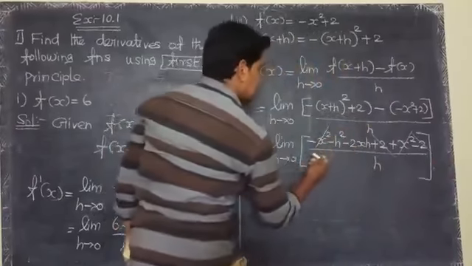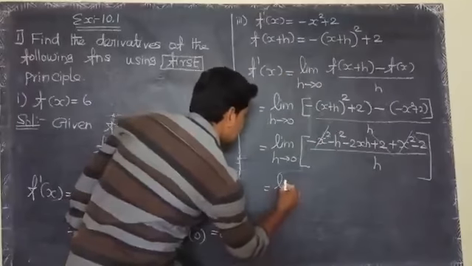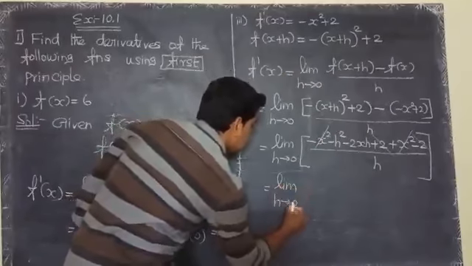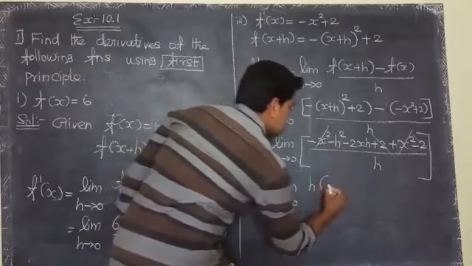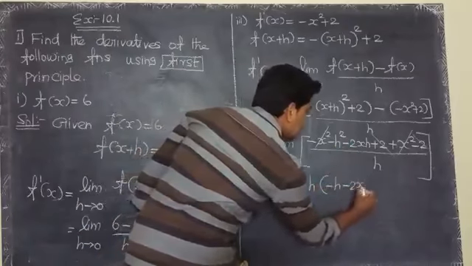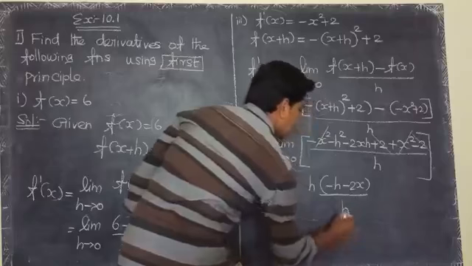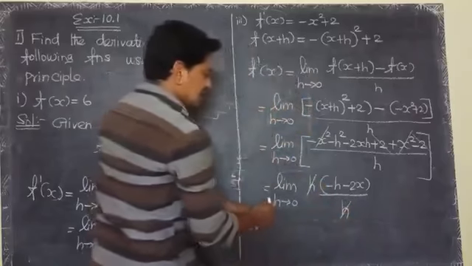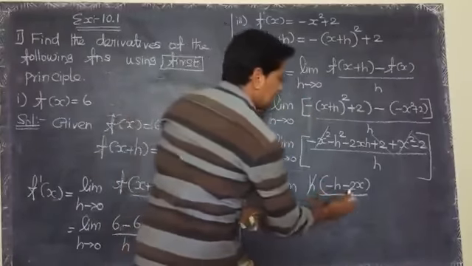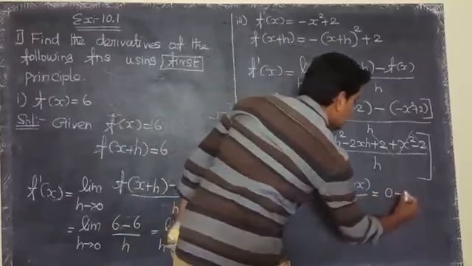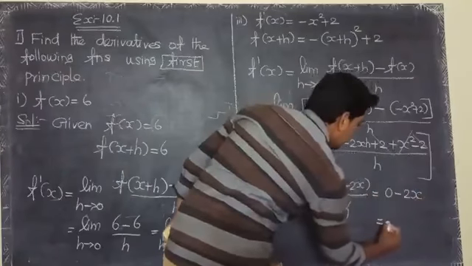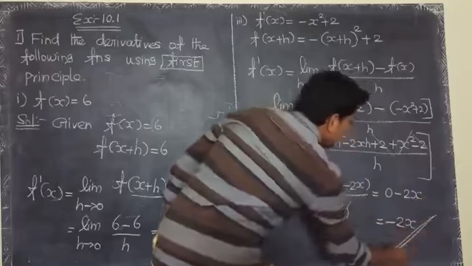Take h outside of each term: the limit as h approaches 0, taking h outside, minus h minus 2x, divided by h. Here the h's are cancelled. Replace h equal to 0 in the given function, that is 0 minus 2x, which is equal to minus 2x.